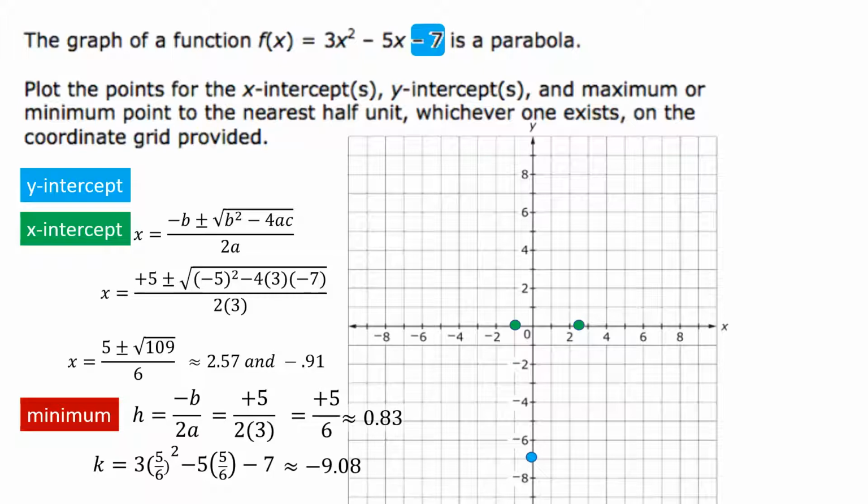Hit enter, it's going to spit out a decimal for us, negative 9.08, which is pretty close to negative 9, to the nearest half unit. 0.83 would be pretty close to 1, so 1, negative 9 is where I'd want to make that point hit.